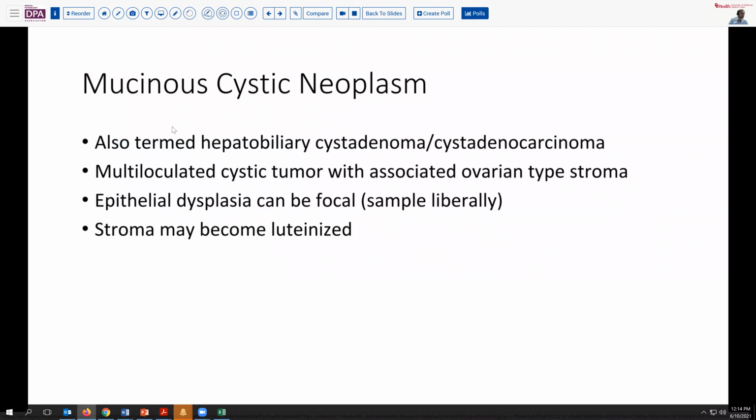Mentioned mucinous cystic neoplasm, also termed hepatobiliary cystadenoma or cystadenocarcinoma, ovarian type stroma, and maybe dysplasia can be present as well in these lesions, so you want to be sure to sample them. This was interesting to me that sometimes the stroma can actually be luteinized in these lesions, meaning that they could potentially be associated with some clinical hormone production abnormalities in terms of menorrhagia or hirsutism, depending on the hormone that's being produced.